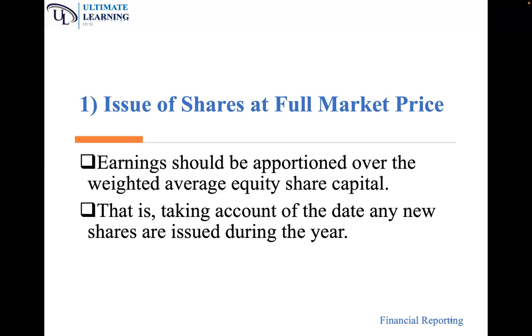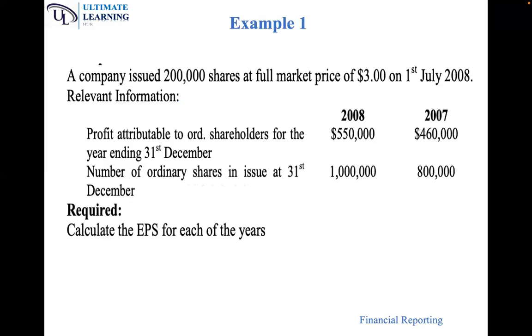If you issue shares mid-year, that is 6/12. We must prorate the issues. So we have an example that we'll try to solve to enable us explain issue of shares at full market price to enable us to calculate the earnings per share.